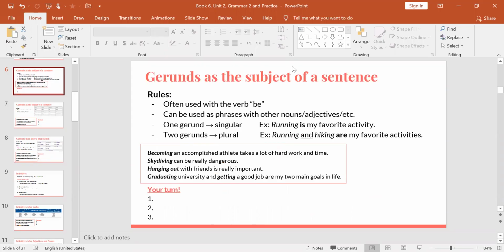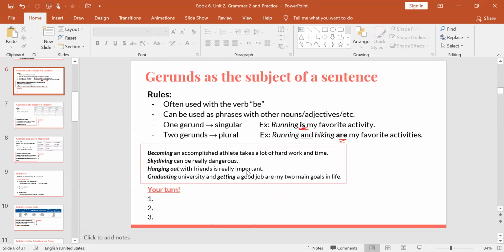So gerunds as the subject of a sentence. So here are some rules. Gerunds are often used with the verb be and can be used as phrases with other nouns, adjectives, and so on. So one gerund gets singular and two gerunds get plural, just like nouns. Okay. So for example, running is my favorite activity. So the verb here is singular. But running and hiking are my favorite activities, because you have two nouns, and this becomes plural.